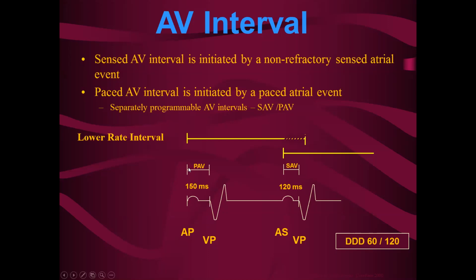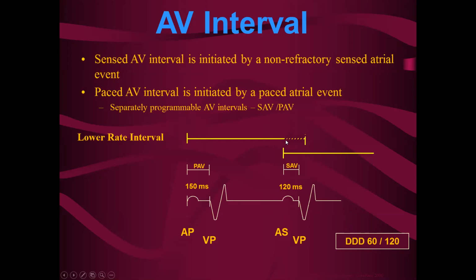If the patient doesn't conduct within the AV interval, then at the end of the AV interval the ventricular pacing impulse will be delivered, so that we have A followed by a ventricular event, AV, AV. That's how the dual chamber pacemaker operates: there's always an AV, AV kind of event to maintain AV synchrony.